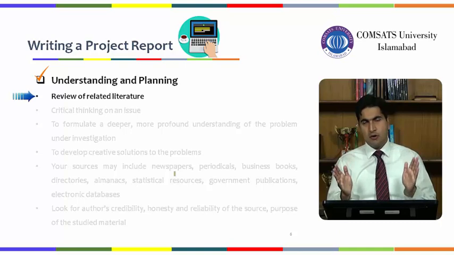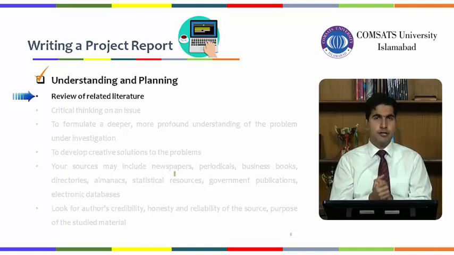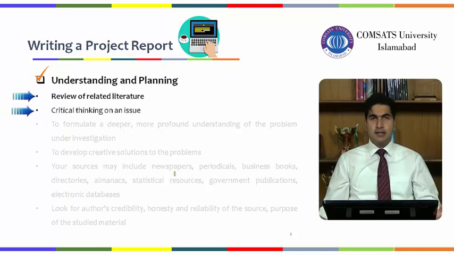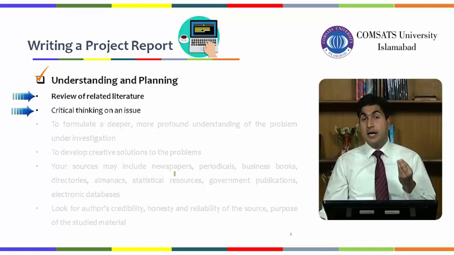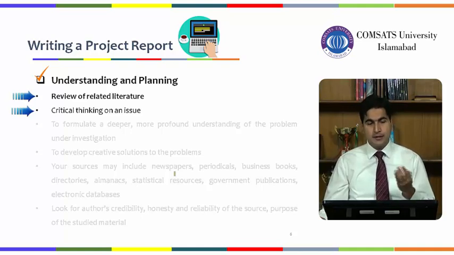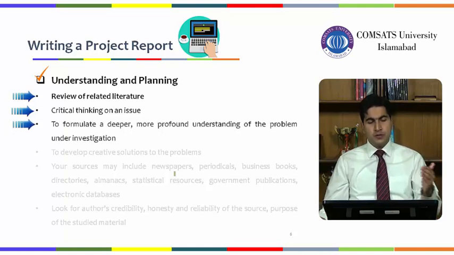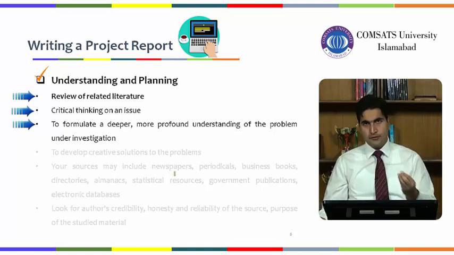But this mentioning is not the only thing that you do within this review of related literature. It's about critical thinking on an issue. Let's say if it's just about stress, you have to mention that you are critically thinking how this thing is affecting. So first you mention the significance, how important this issue has become, and then you prove that importance by mentioning, highlighting and citing other sources, other authors who are also working on that area. So the point here is, within this section you formulate a deeper, more profound understanding of the problem which is under investigation. And that is only done when you have gone through things yourself as well.